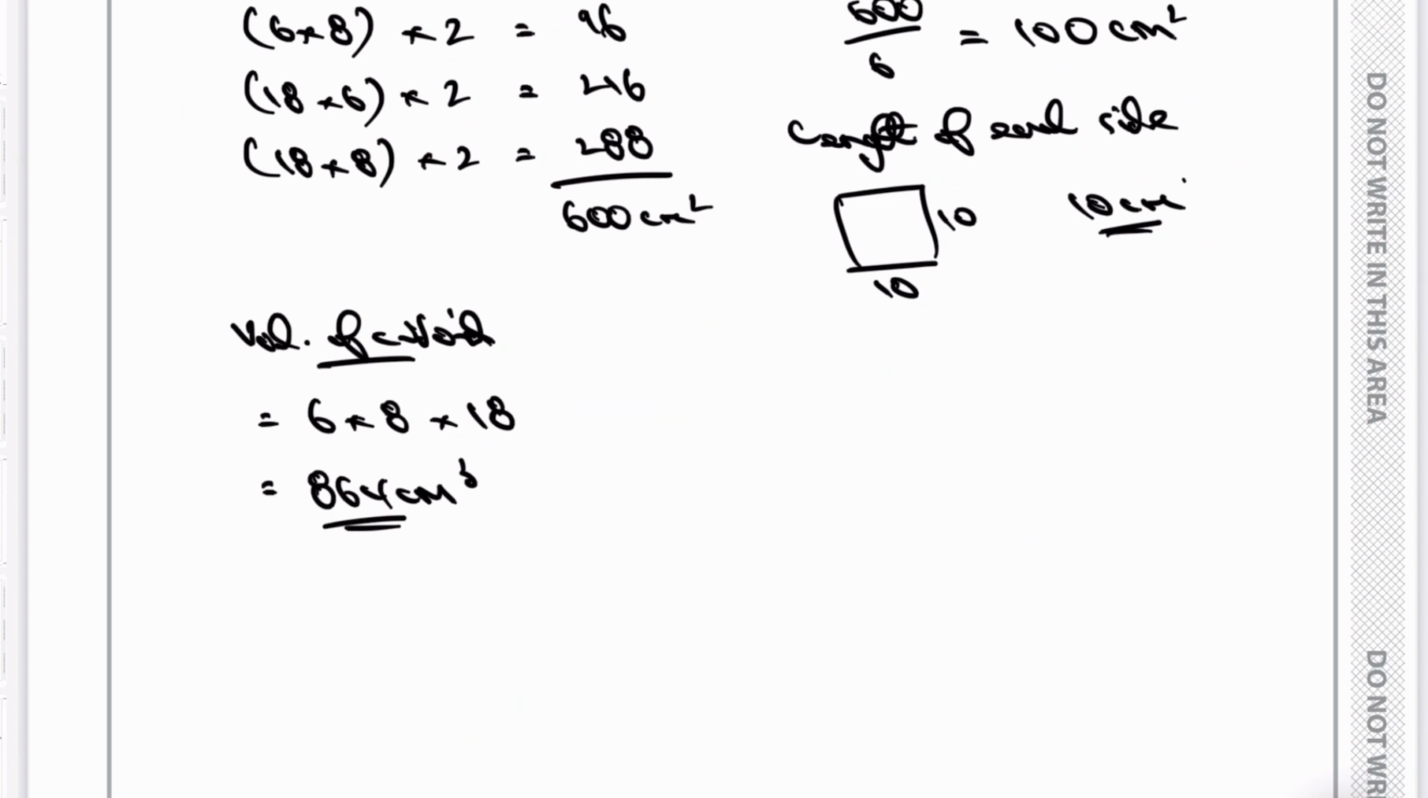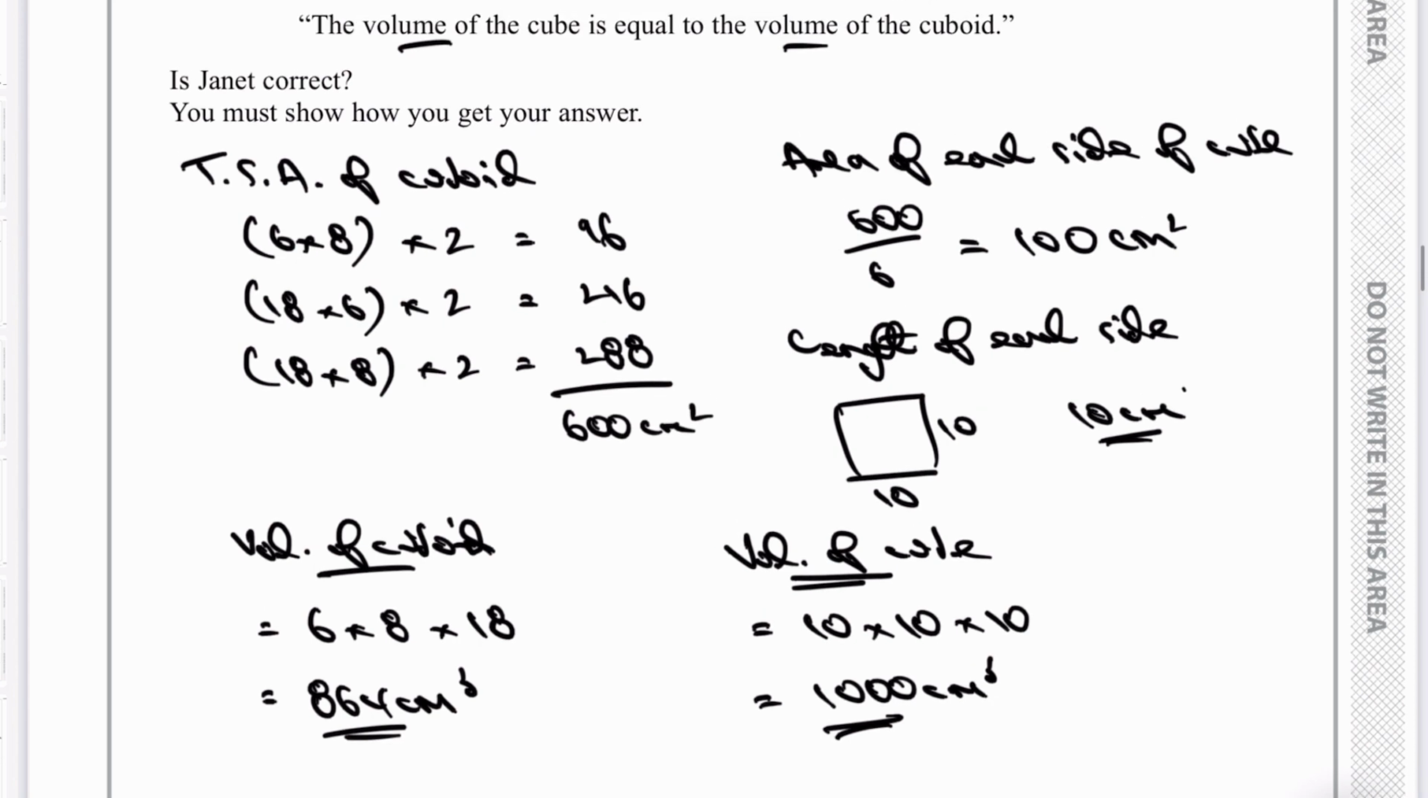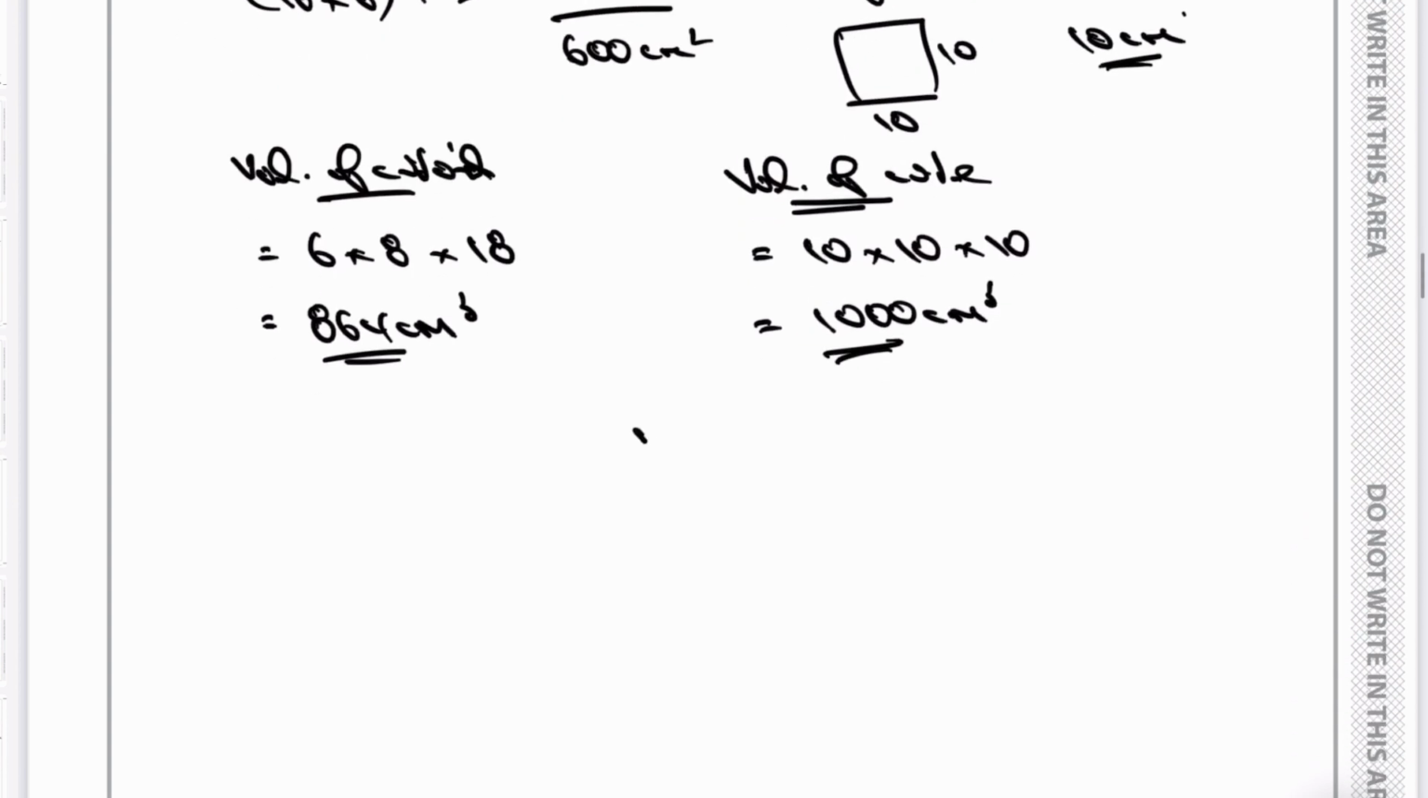Okay, now let's have a look then at the volume of the cube, which I'm going to do exactly the same. Now remember, all the edges are the same with a cube, and therefore it's fairly straightforward. It's going to be 10 multiplied by 10 multiplied by 10, which is going to equal 1,000 centimeters cubed. So unfortunately, Janet, who said the volume of the cube is equal to the volume of the cuboid, is incorrect. So I'm going to put no, Janet is incorrect. Okay, hopefully that's all right for you.